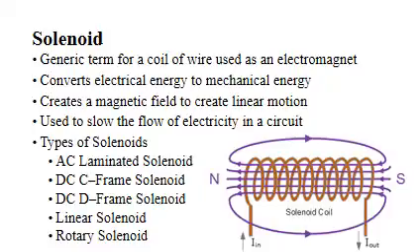The job of the solenoid is to turn electrical energy into movement. There are different types of solenoid: AC laminated solenoid, DC C-frame solenoid, DC D-frame solenoid, linear solenoid, and rotary solenoid.